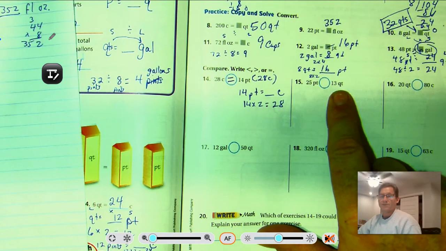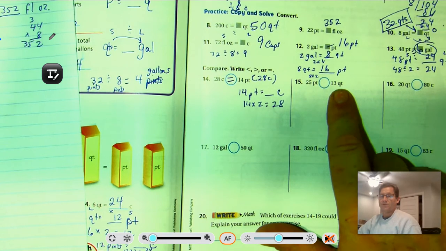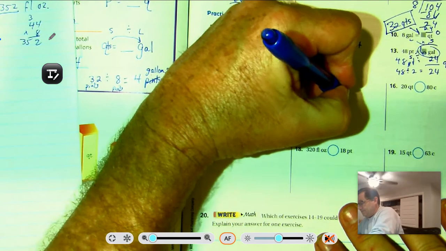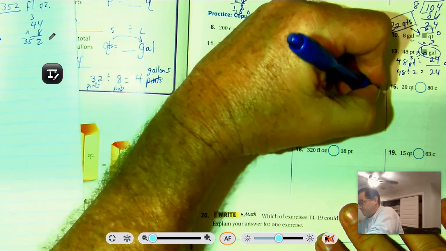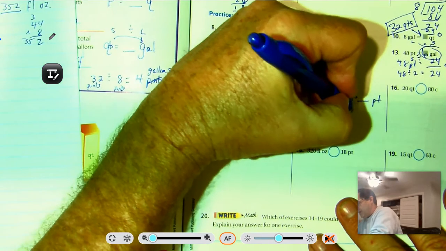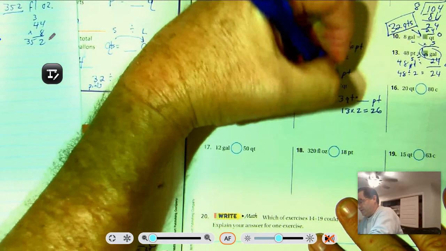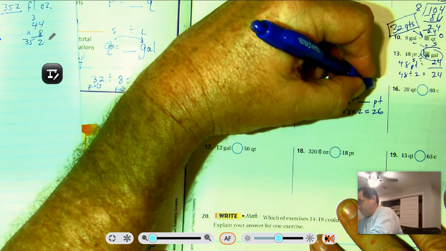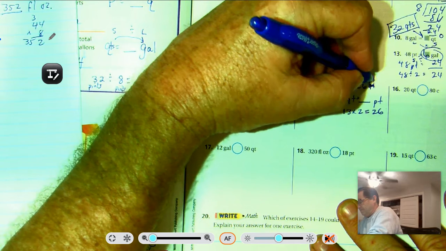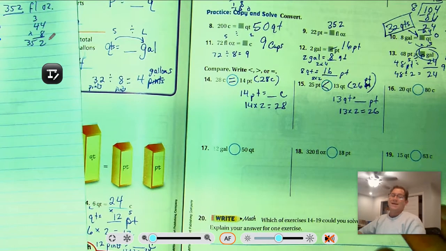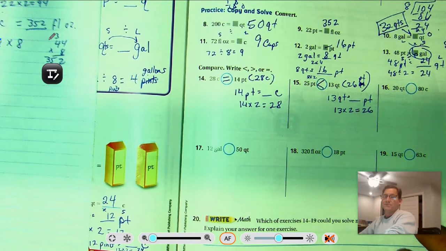Pints versus quarts. Well, let's turn our 13 quarts into pints. How many pints are in a quart? 2. So 13 times 2 is 26. So 25 pints is 1 pint less than 13 quarts.